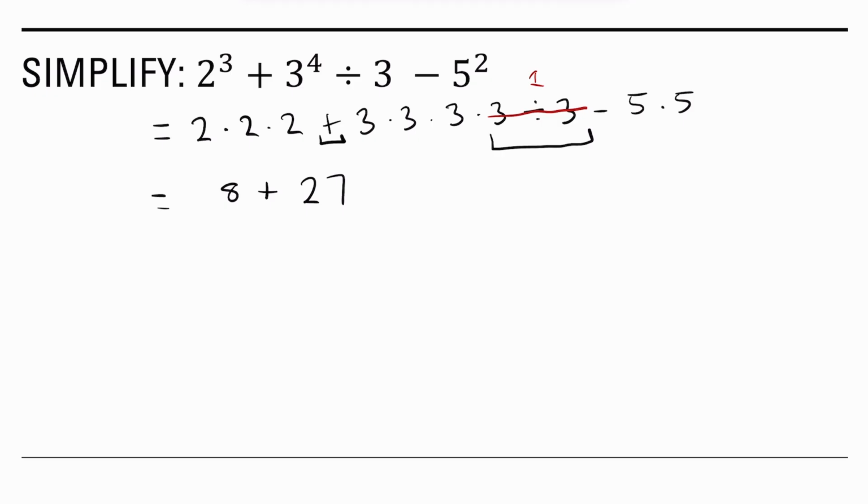Now minus, got to carry this symbol down. And then we've got 5 times 5, which is 25. Now, going through this, do 8 plus 27, which is 35, minus 25, which is 10. And so ultimately this whole expression simplifies down to 10.